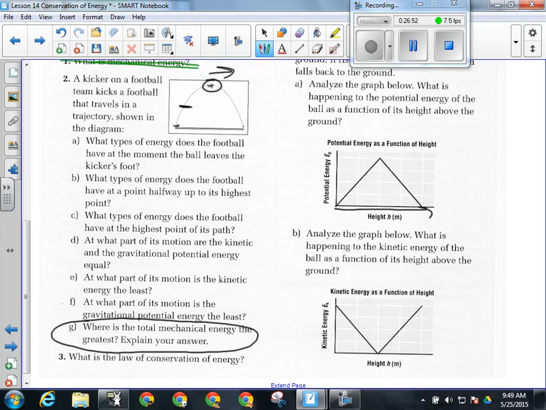So here's what this graph then is telling us. Potential energy increases with height until it gets to a certain height, and then as it continues to go up, the potential energy decreases.